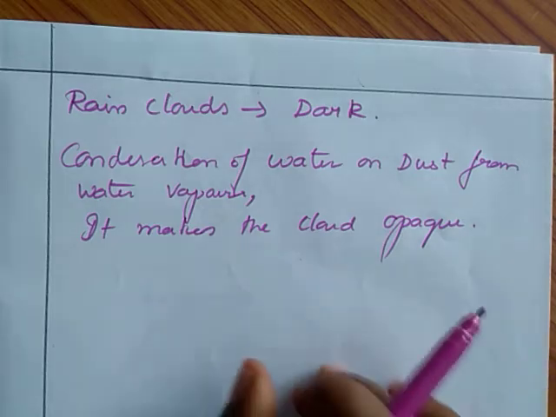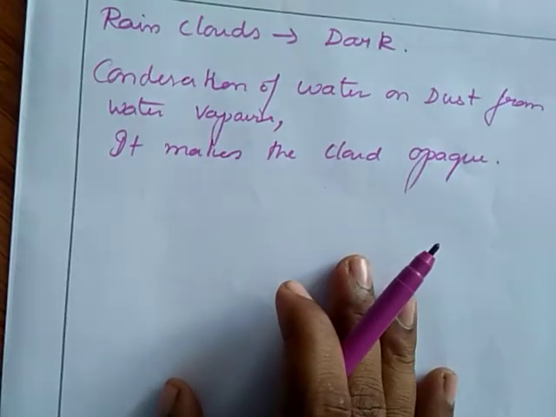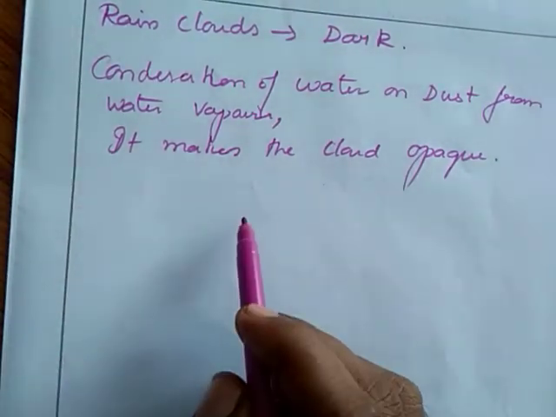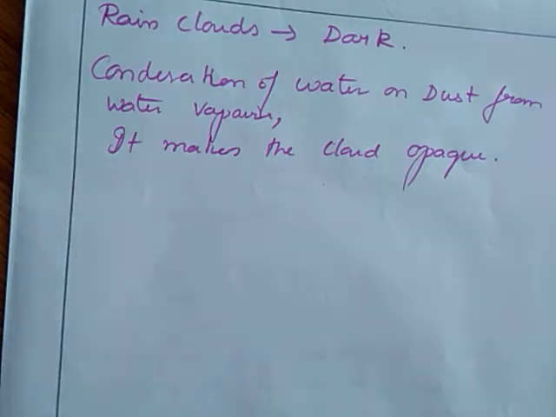Suppose the earth had no atmosphere. If there is no atmosphere, there is no cloud, and at every time the sky would appear dark. This is why astronauts see the sky above the atmosphere as dark.